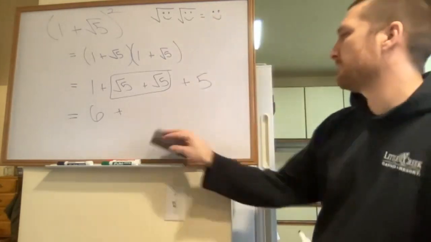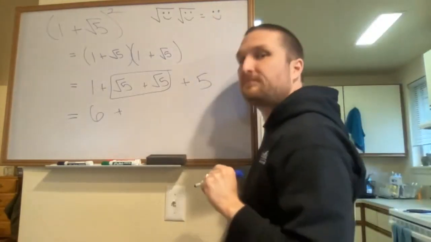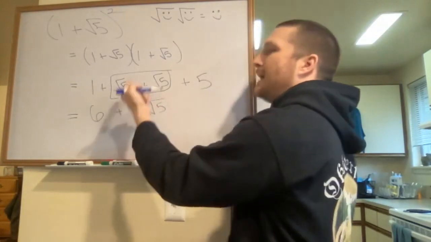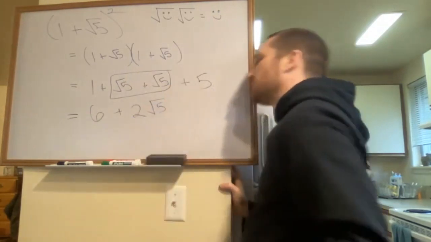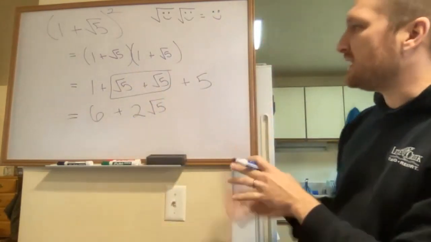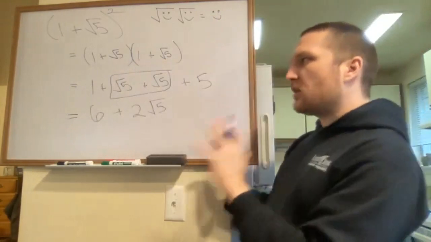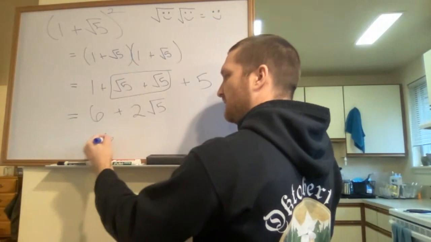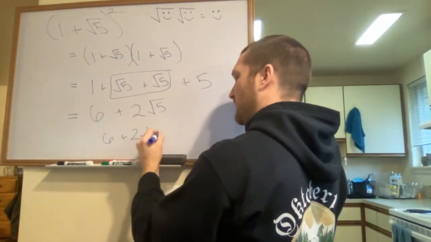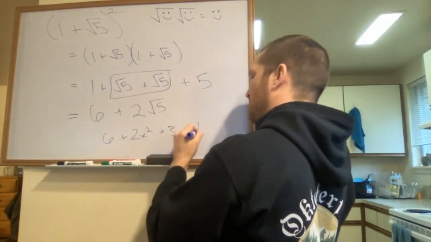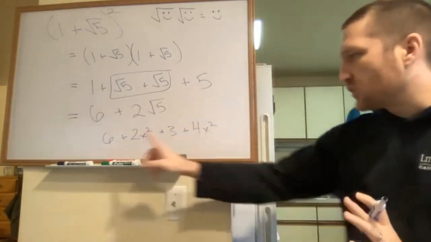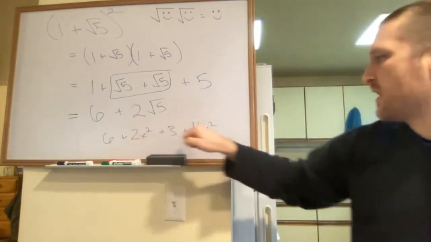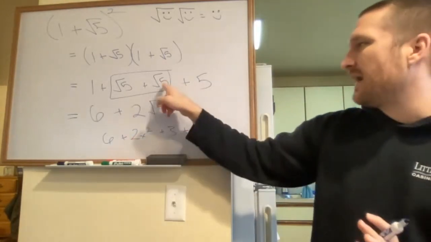Right. Would it be... wait, hold on. 2 square root of 5? 2 square root of 5. Yep. 1 apple plus 1 apple is 2 apples, right? So it's the same kind of idea. We've trained ourselves pretty well to see stuff like this. If you have 6 plus 2x squared plus 3 plus 4x squared, we've trained ourselves pretty well to say you have a total of 6x squareds. It's the same idea here.